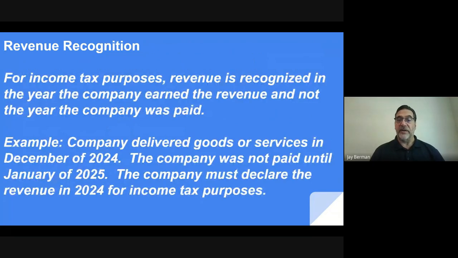So why is revenue recognition important? Well, it's important for income tax purposes. Revenue is recognized in the year the company earned the revenue and not the year the company was paid. So I'll give an example here. Let's say your company delivered goods or services in December of 2024. Your company was not paid until January of 2025. Well, you must declare the revenue in 2024 for income tax purposes. The IRS doesn't care when you get paid, because they want to know when you earned the income, not necessarily when you get paid.